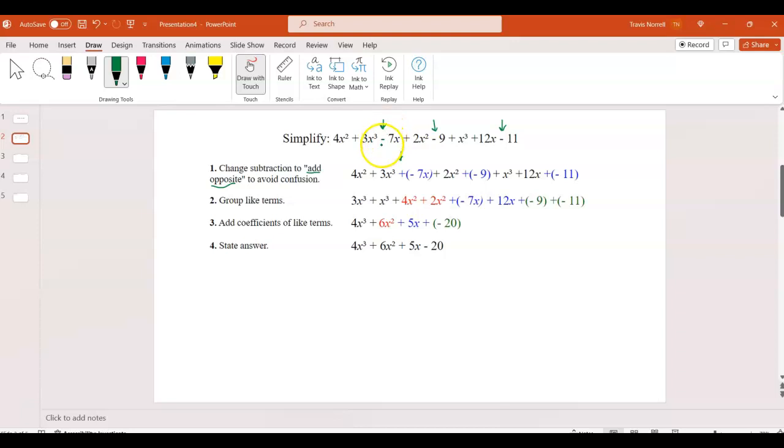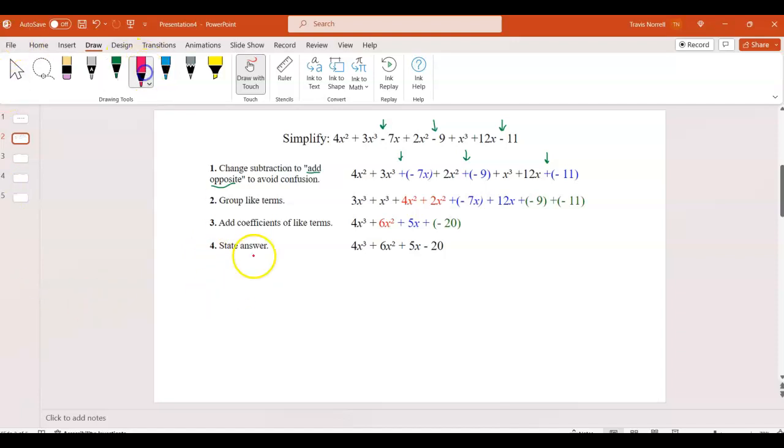See, if we look at that as minus a positive 7x and we change it to plus a negative 7x, minus a positive 9 to plus negative 9, minus a positive 11 to plus a negative 11. So all we're doing is changing those minus signs to plus the opposite of what it actually is. We're changing everything to plus signs. And then that way we can use our addition rules in order to avoid confusion.